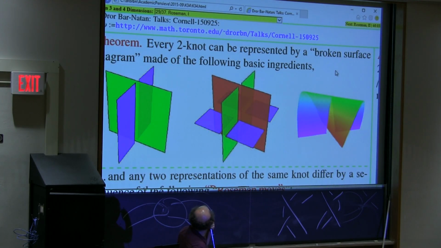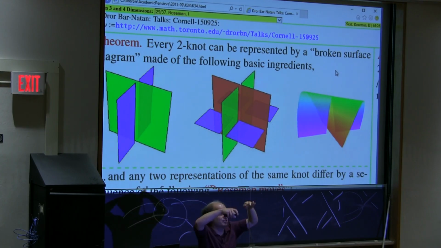Let's do the same in one dimension up now. So, first of all, instead of Reidemeister's theorem, it's called Roseman's theorem. And it has 2 parts, and I think the first part is before Roseman, the second part is by Roseman. So, the claim is that every 2-knot can be represented as a broken surface diagram.